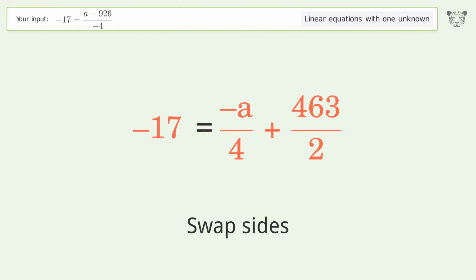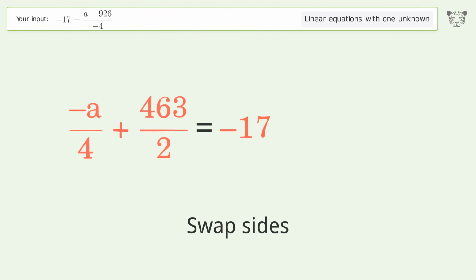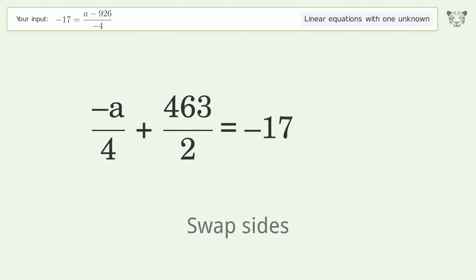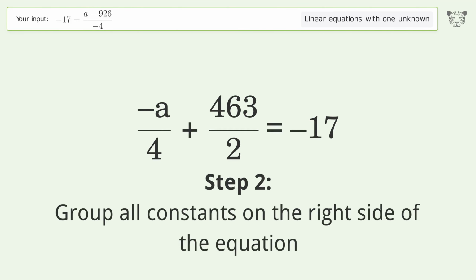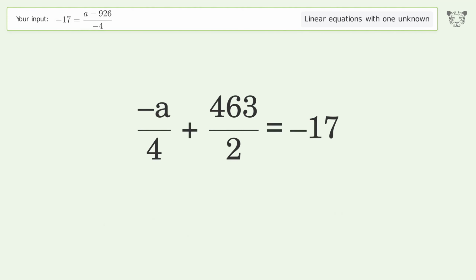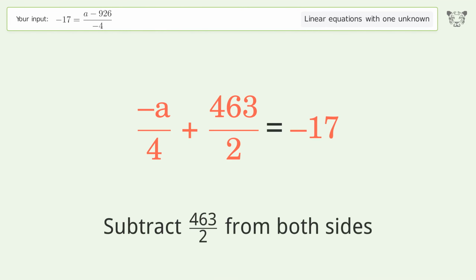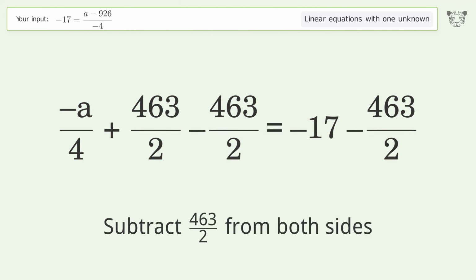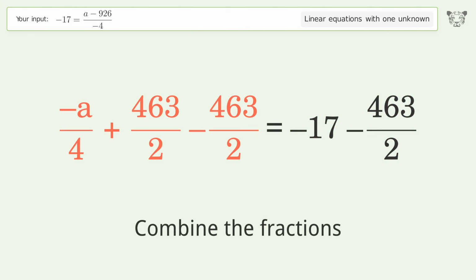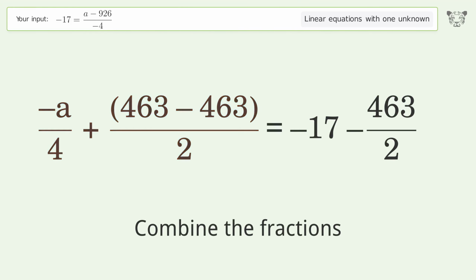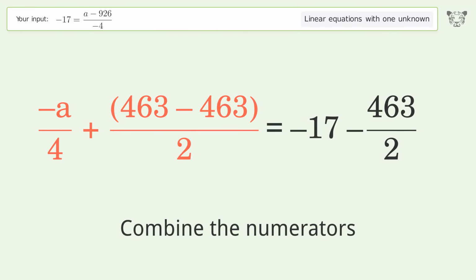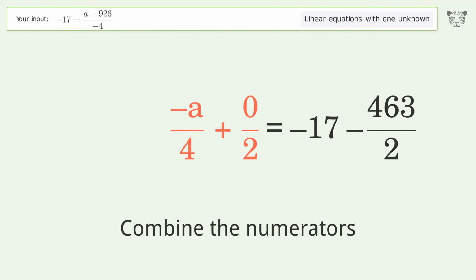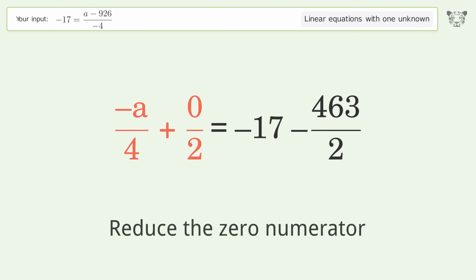Swap sides. Group all constants on the right side of the equation. Subtract 463 over 2 from both sides. Combine the fractions. Combine the numerators. Reduce the zero numerator.